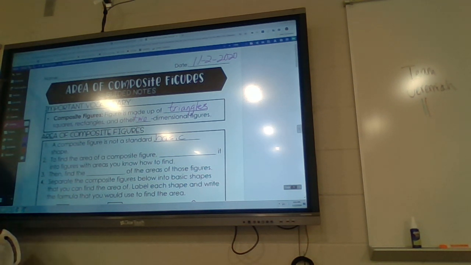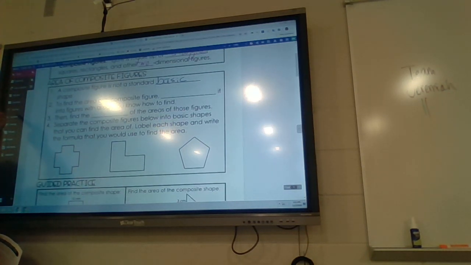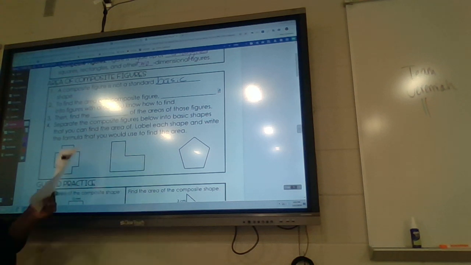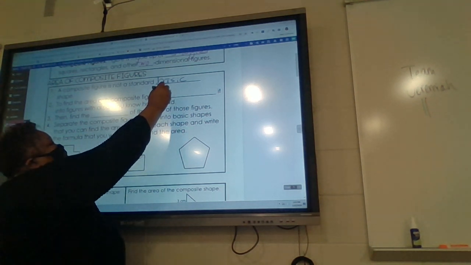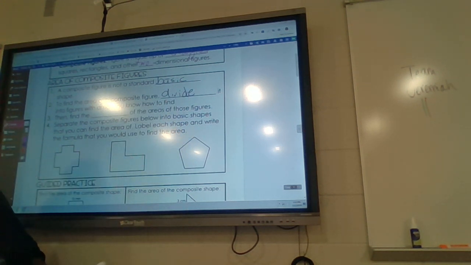And as we learned the other day, to find the area of a composite figure, you want to break it down, you want to divide it into figures with areas you know how to find. So you want to divide it up, just like you did with the construction paper things I gave you. You all cut them up into figures that you knew how to find the area of, correct?